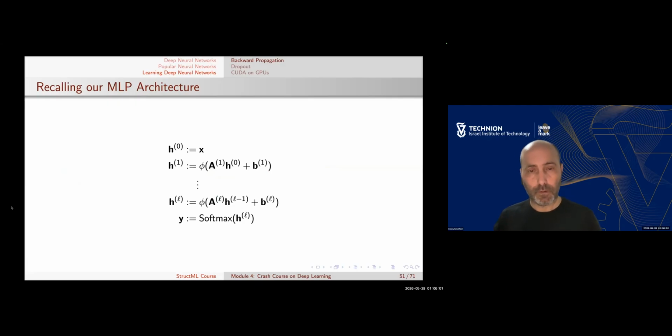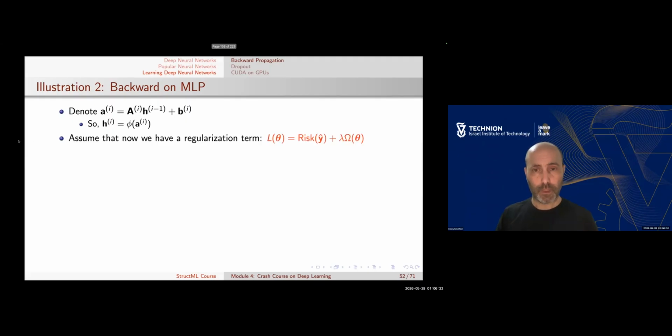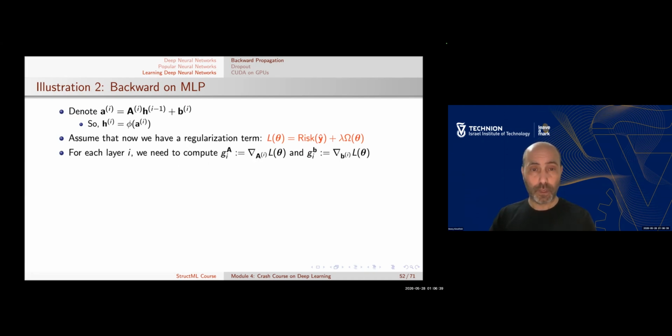Let's look at another example, the MLP. Every layer is a linear combination of the previous layer, followed by an activation, phi, and the last layer is softmax on the HL, on the last linear layer. Now we denote the linear combination by small a i, and then h i is really the activation on a i. But now we're going to have a regularization term, omega theta, in our loss function. So each layer i, we need to compute the g i, basically the derivative of the A i parameters and the derivative of the b i parameters. Because this is how it is defined.